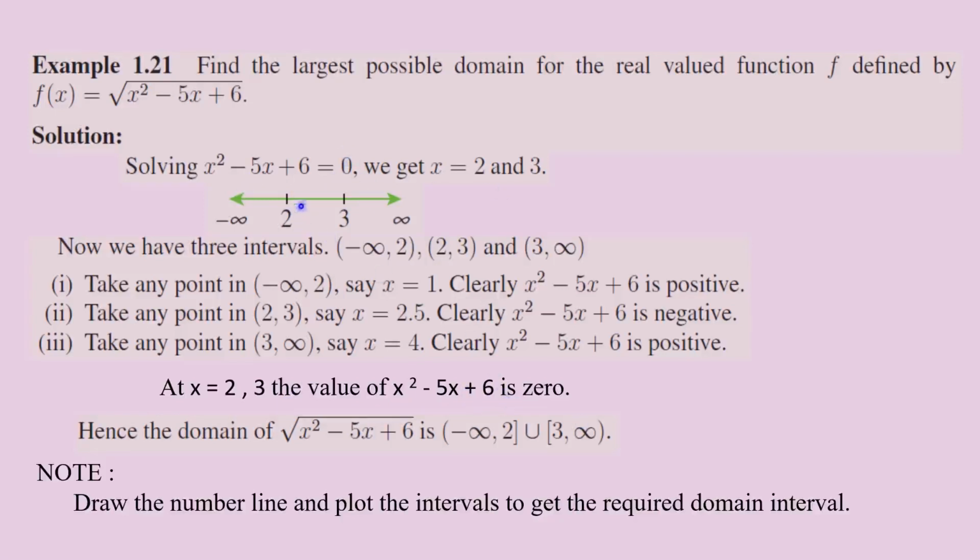So we get 0 for 2 and 0 for 3. Here we get negative answers in the interval 2, 3. So leaving out the interval where we get negative, we should consider only the remaining two intervals as our answers. Hence the domain of square root of x square minus 5x plus 6 is minus infinity to closed interval 2 union closed interval 3 to infinity.